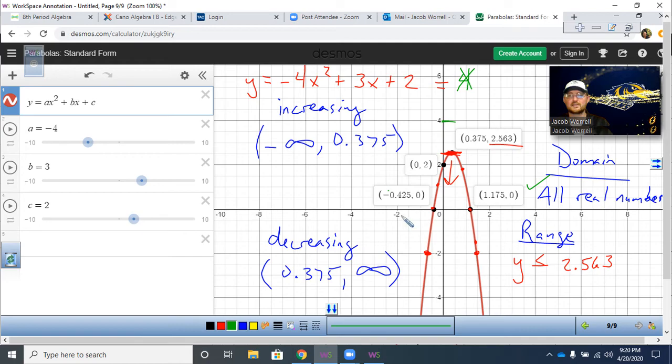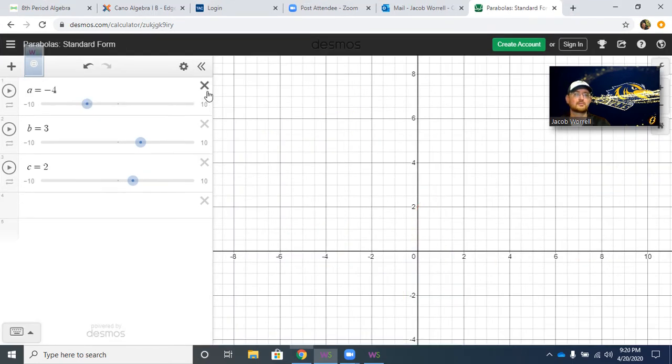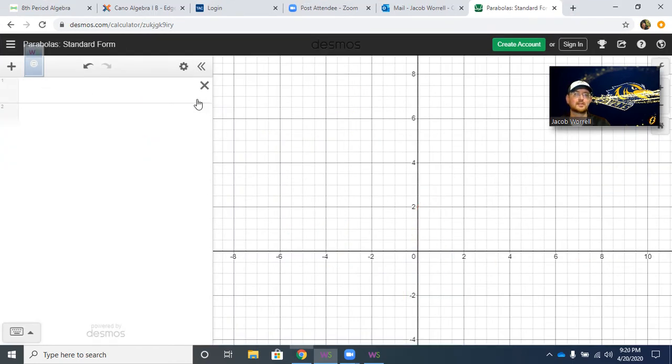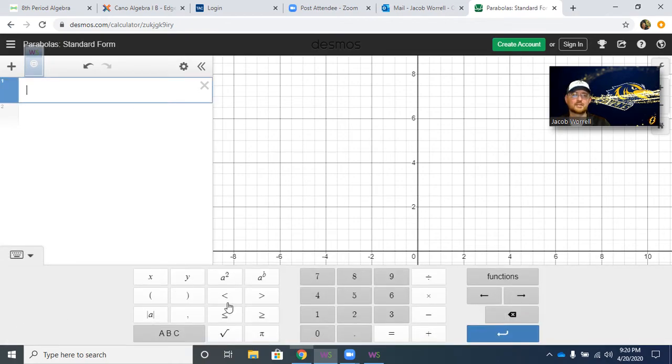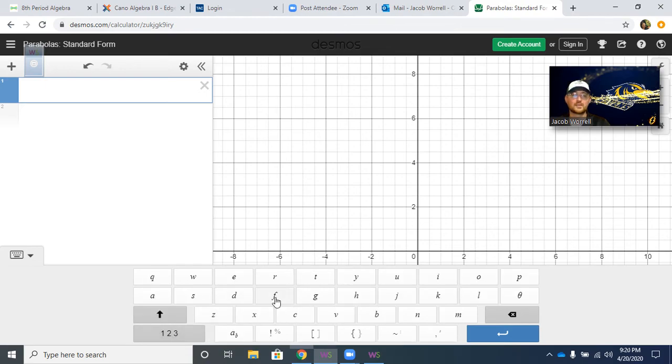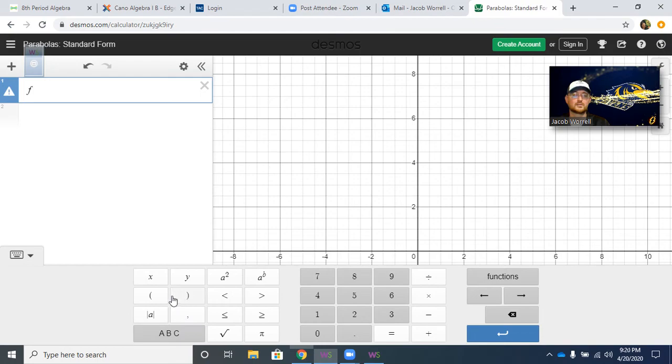Okay, again, domain's really easy. All real numbers every time. So just come in here. Let's say that you don't want to use that pre-made stuff. Again, you can just type it out, guys. Keypad, type in whatever you need down here. Also, function notation works. So you can come down here to ABC and just type it in.